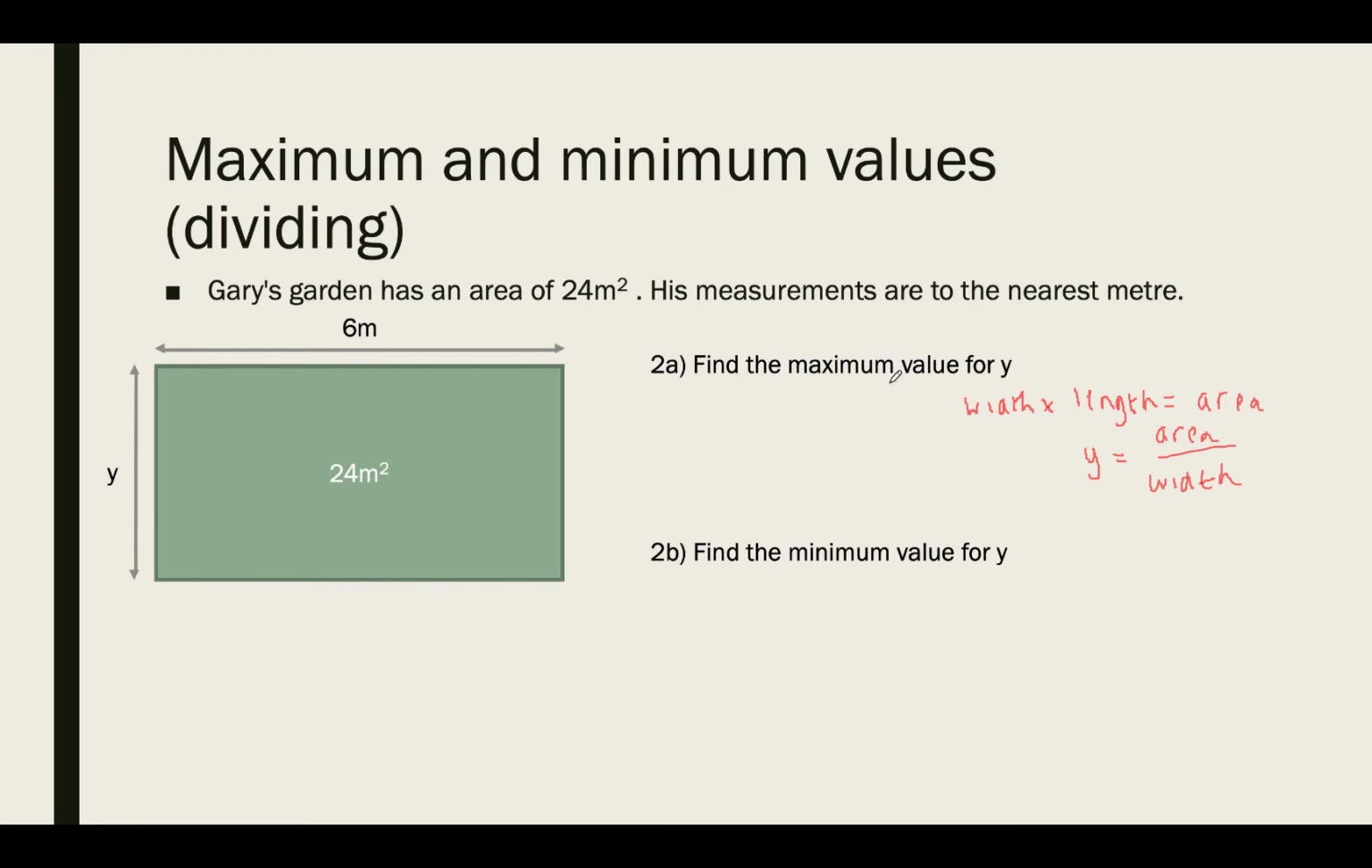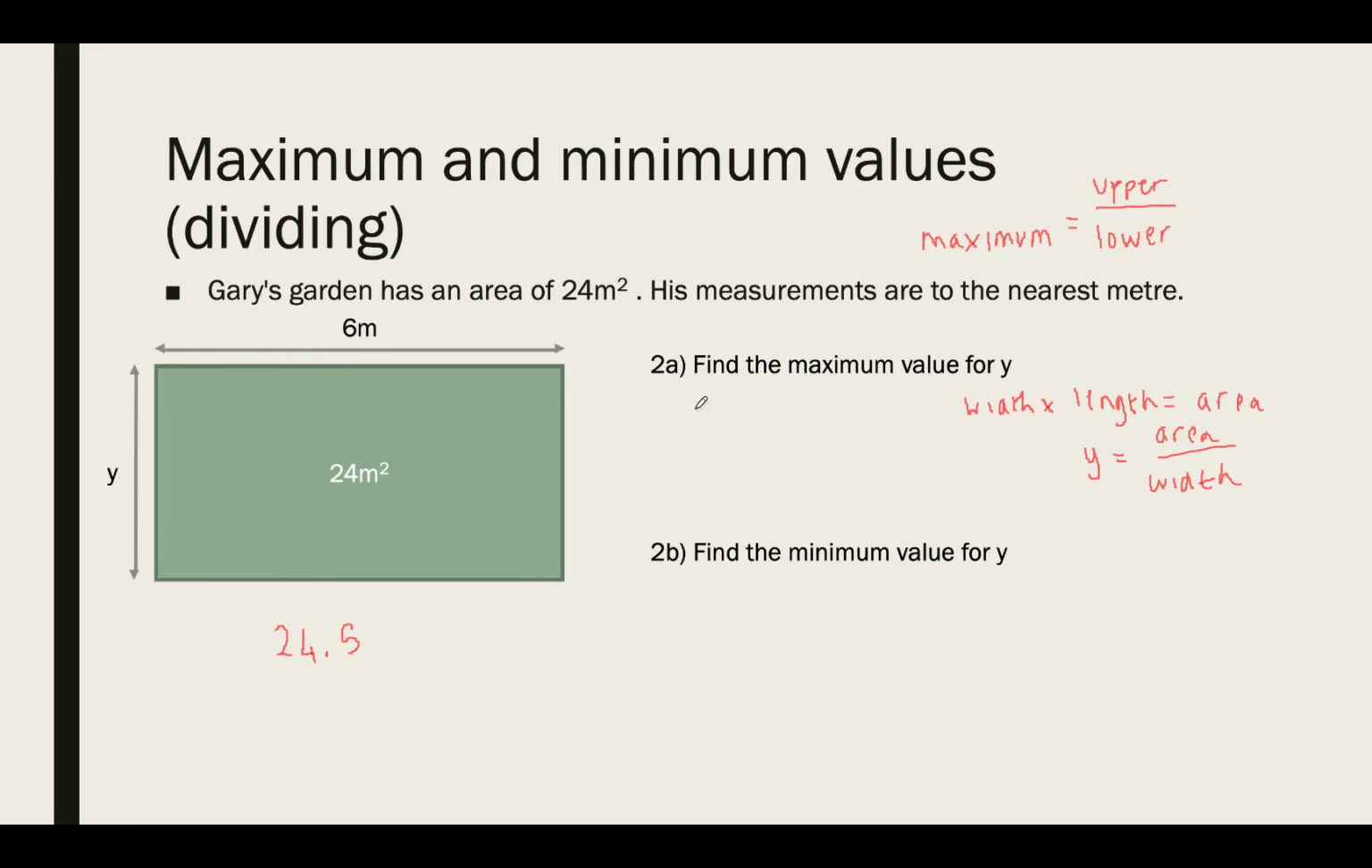And to find the maximum, we have to put the upper bound, so maximum values would be upper divided by lower. That's how we would find our maximum value. So the area goes on top, so what's the upper bound for our area? The upper bound is 24.5 because it was rounded to the nearest meter.